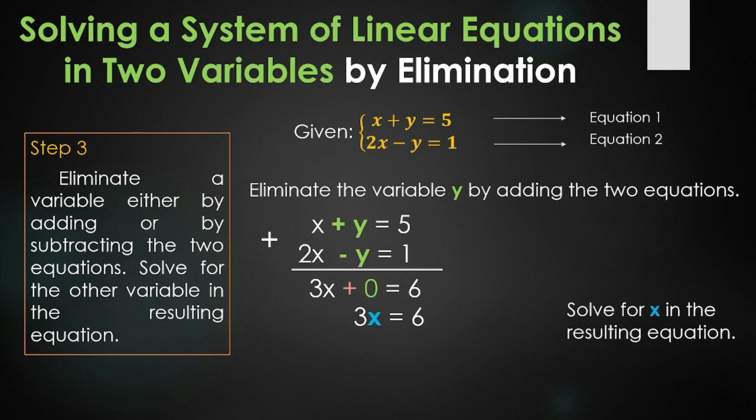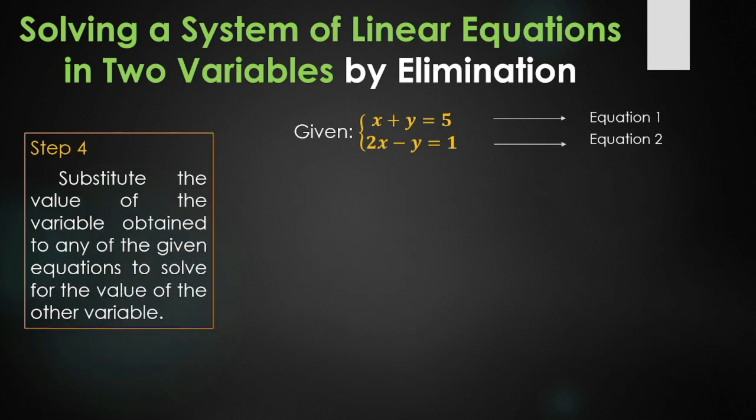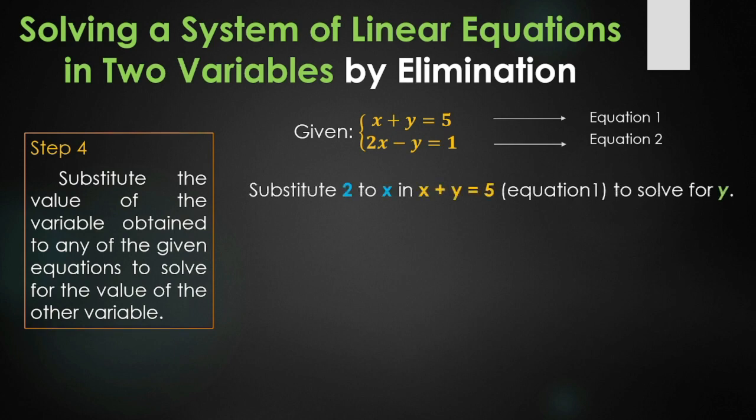We are now going to solve for x in the resulting equation, 3x equals 6. So to solve for x, we are going to divide both sides of the equation by 3. So the value of x is 2. That is the result of 6 divided by 3. The next step is substitute the value of the variable obtained to any of the given equations to solve for the value of the other variable. Now that we have already the value for x, which is 2, in the first equation x plus y equals 5, we are going to substitute 2 to x to solve for y.